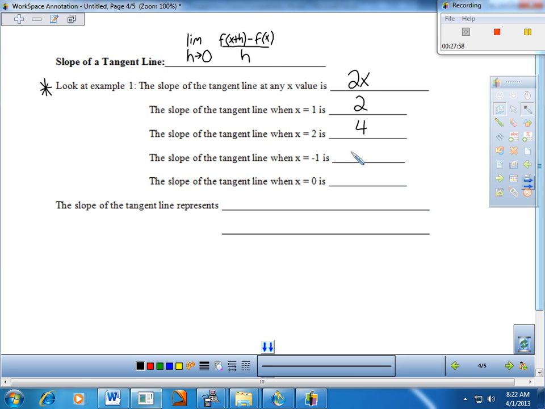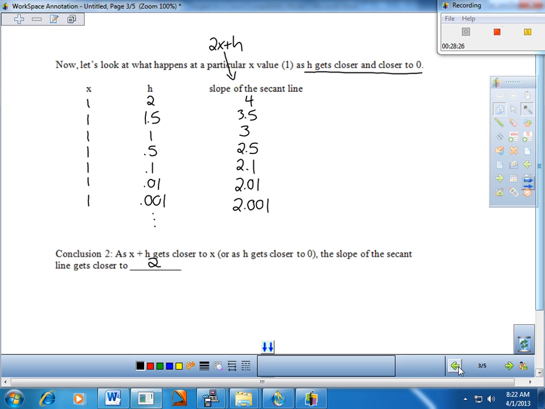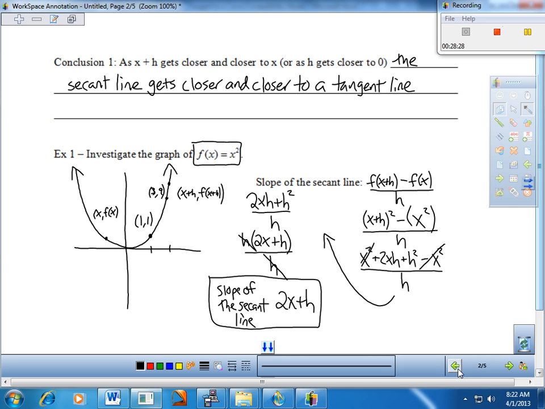2 times negative 1 is negative 2. How about when x is 0? 2 times 0 is 0. Could I theoretically come up with a slope of the tangent line at any single point, the infinite number of points on the graph of the function, just by plugging it into this expression right here? You bet. Let's just check those answers really fast, and then we'll begin to wrap this up.